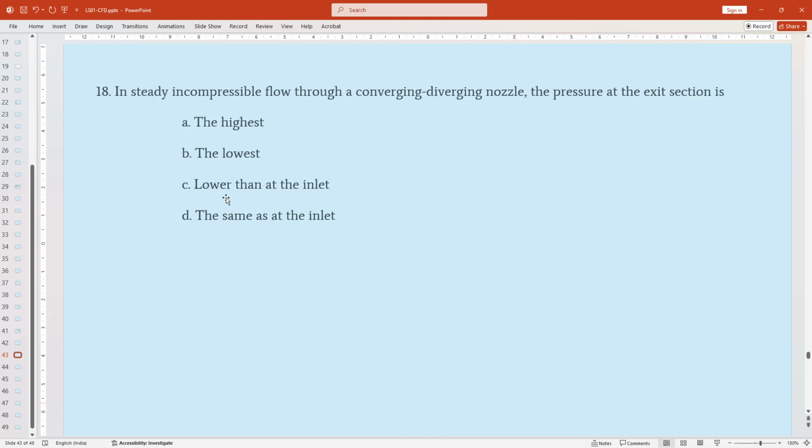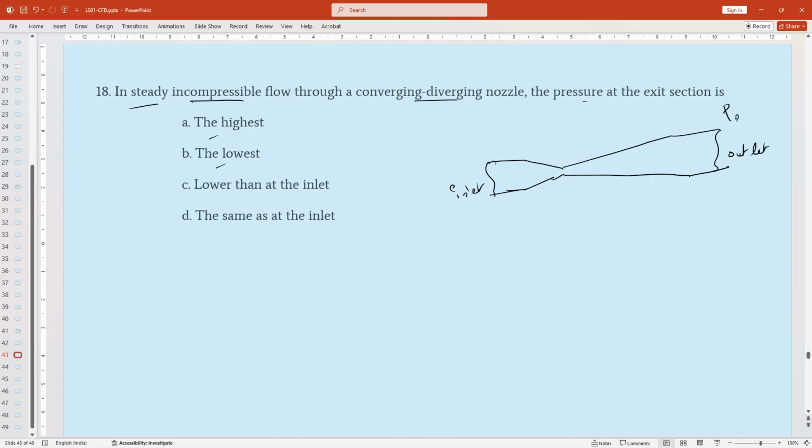Moving on to next question. In a steady incompressible flow through a converging diverging nozzle, the pressure at the exit section is: option A, the highest; option B, the lowest; option C, lower than the inlet; option D, same as that of the inlet. So, for the inlet and outlet, what will be the pressure at the exit section?